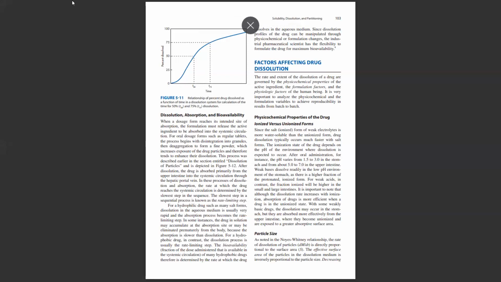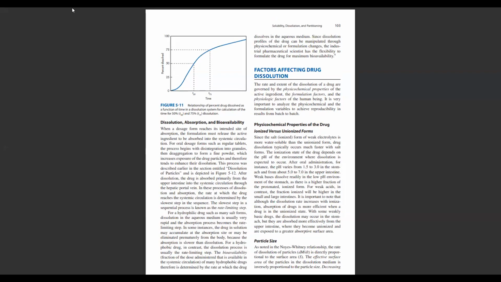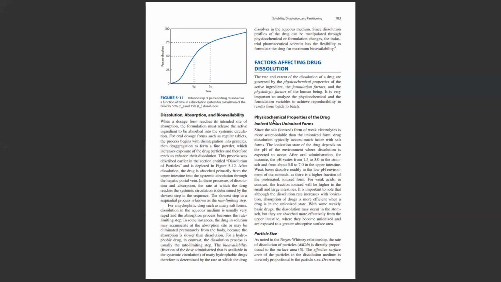Yeah, so with the physicochemical properties of the drug, these are the properties that might affect the API. One is the chemical form, such as if the drug is ionized or unionized.